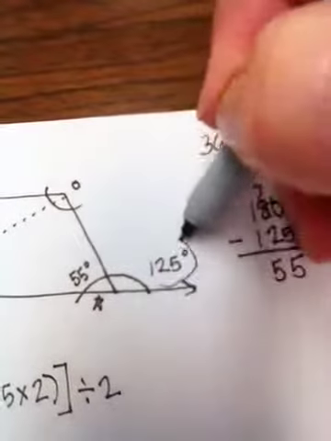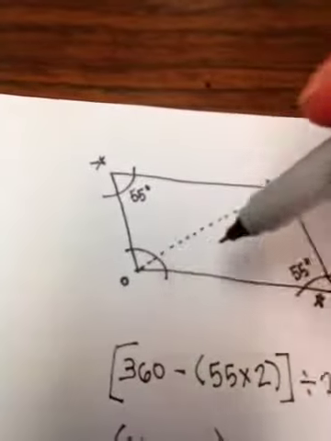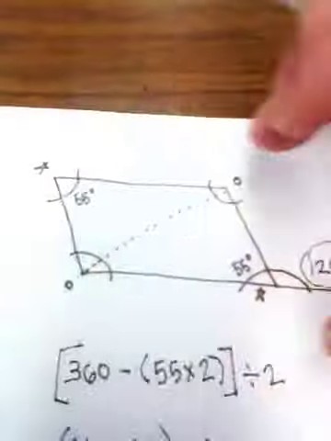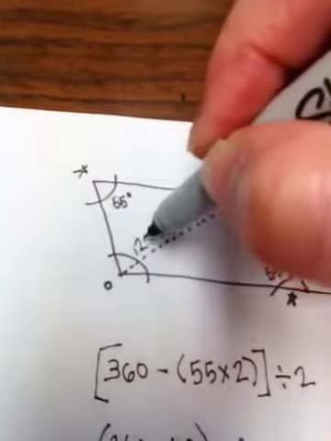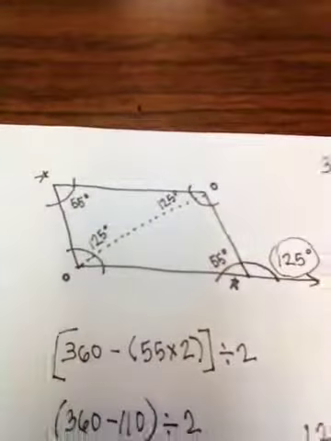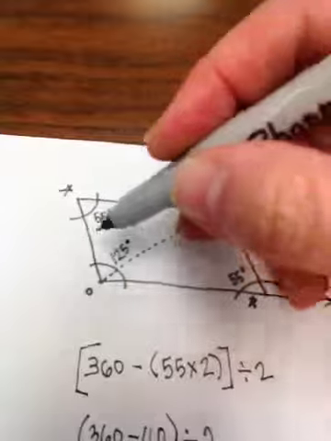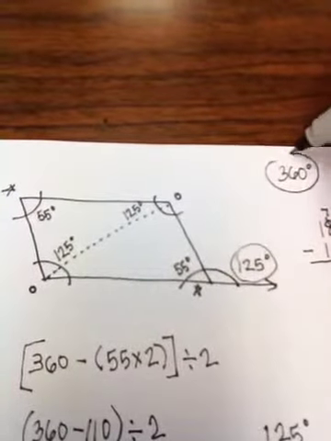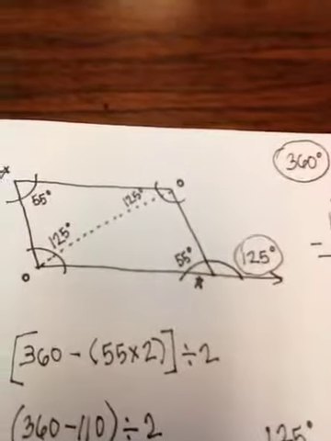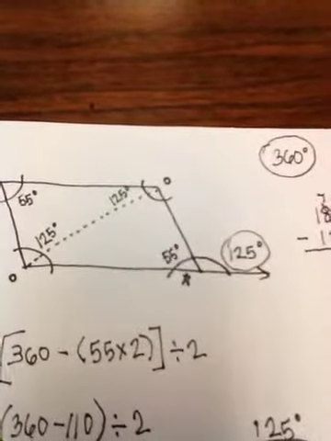Oh, right here. Because if this were the same parallelogram, if we moved it over, this would be 125, and this is 125. Now, if I add all of these up, I will get 360 degrees. Ta-da! And that would be correct.